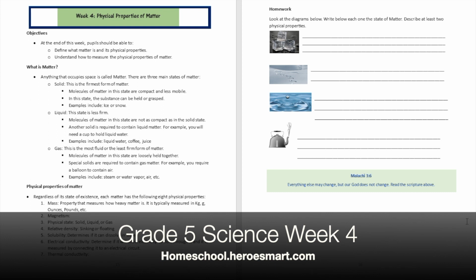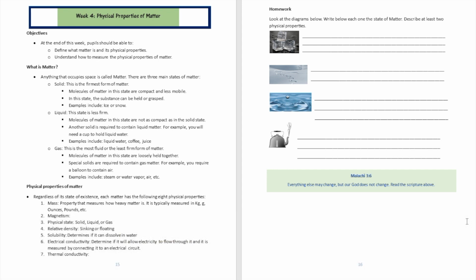So at the end of this lesson today, the students should be able to understand what matter is and its physical properties, and understand how to measure physical properties of matter. So what is matter? Matter is anything that occupies space. All right. So can you think of something right now that is occupying a space in your room, on your table, in your closet? Well, all those things are going to be called different kinds of matter.